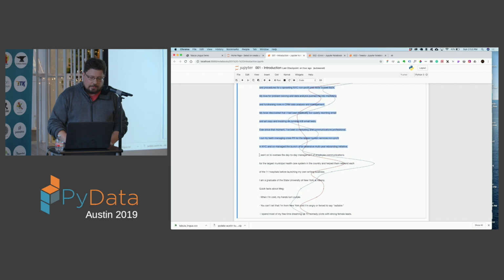These three lines are actually one sentence, and it says, "I went to oversee the day-to-day management of employee communications for the largest municipal health care system in the country and help them rebrand each of the 11 hospitals before launching my writing business." So this is also a highlight, but it shows up as predominantly blue over red. So that would mean that there's more deliberate cognitive processes going into that line.